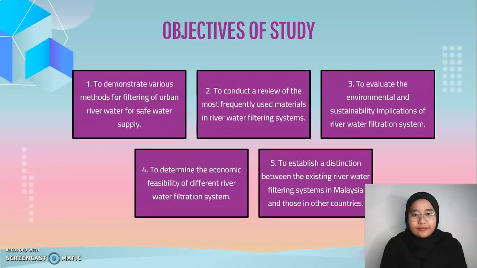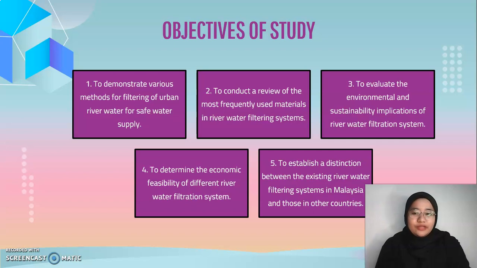Next, we go to the objectives of the study: to demonstrate various methods for filtering urban river water for safe water supply, to conduct a review of the most frequently used materials in river water filtering systems, to evaluate the environmental and sustainability implications of river water filtration systems, to determine the economic feasibility of different river water filtration systems, and last one, to establish a distinction between the existing river water filtering systems in Malaysia and those in other countries.